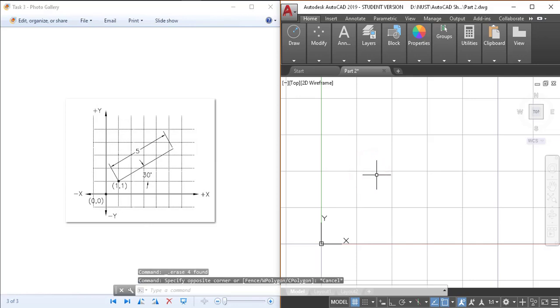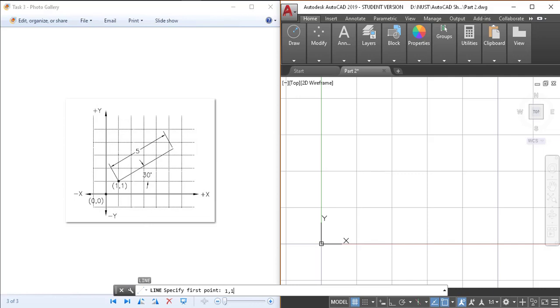So now we have to invoke the line command. We have to give the start point. Start point in absolute and relative coordinate system always remains the same. So this start point will be 1, 1, and now we have to give the length and angle of the line with respect to x-axis. The length of the line is 5, whereas the angle of this line with respect to x-axis is 30 degrees.